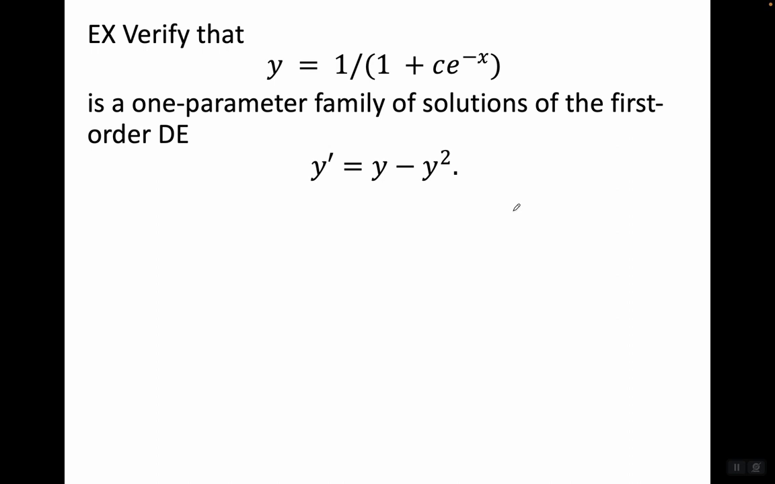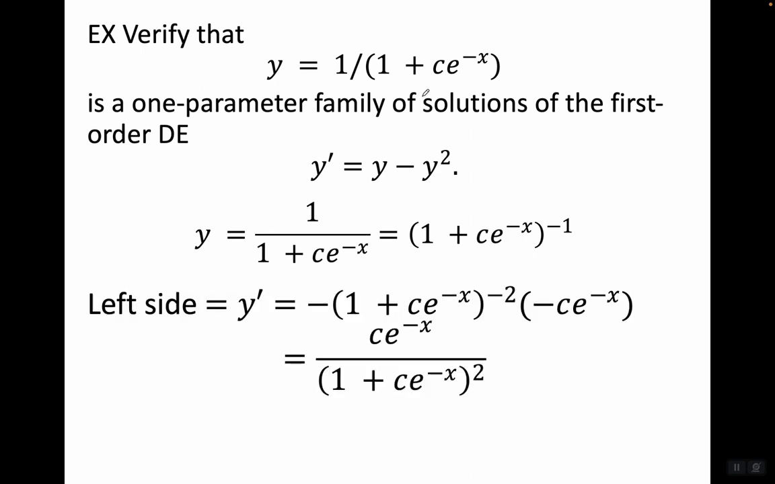Verify that y equals 1 over 1 plus c e to the negative x is a one-parameter family of solutions of the first-order differential equation y prime equals y minus y squared. When we say one-parameter family, we mean it's a family of functions with a parameter in it, namely c. c can be really any value. We're going to rewrite y as (1 plus c e to the negative x) to the negative 1. We do that because it's easier to take derivatives when we write it that way.